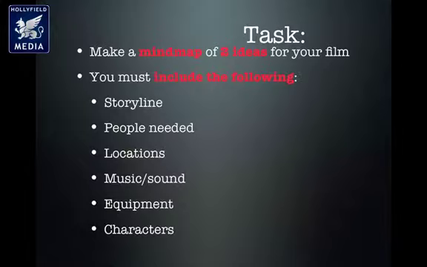What equipment you're going to need, and who your main characters are. Now think about the storyline. Horror film storylines usually consist of either a ghost theme or a serial killer, psycho type theme. So that's the sort of horror film storyline.